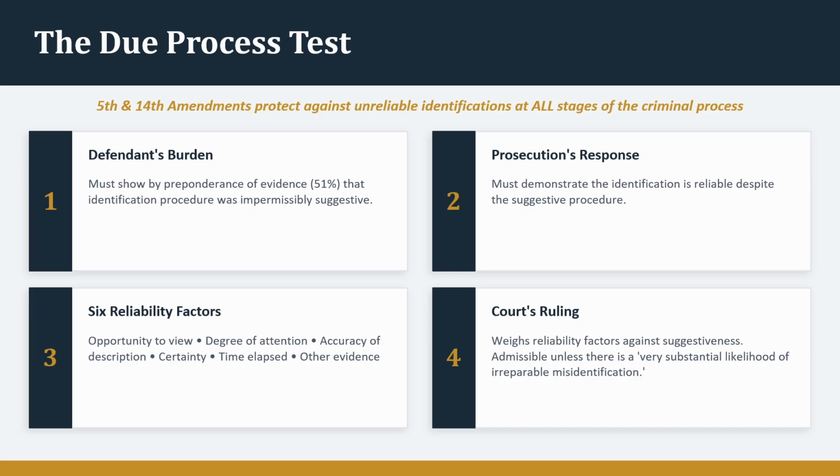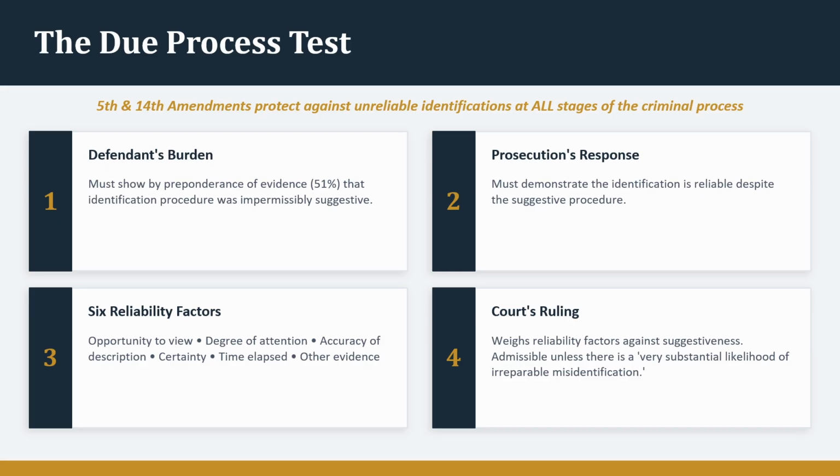We have now seen the limits of the Sixth Amendment right to counsel in this context. It applies to post-indictment physical lineups and show-ups, but not to pre-indictment procedures and not to photo arrays. That leaves a significant portion of the identification process without Sixth Amendment protection. That is where due process comes in. Both the Fifth Amendment, which applies to the federal government, and the 14th Amendment, which applies to the states, guarantee that no person shall be deprived of life, liberty, or property without due process of law. The Supreme Court has interpreted this to mean that the identification procedures must be fundamentally fair.